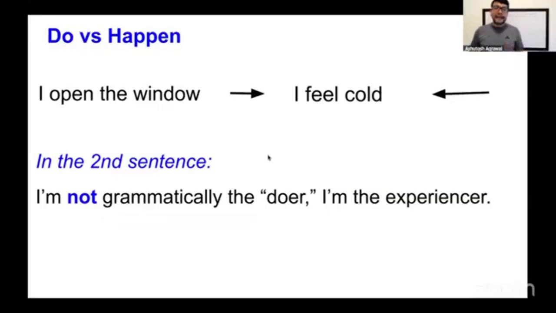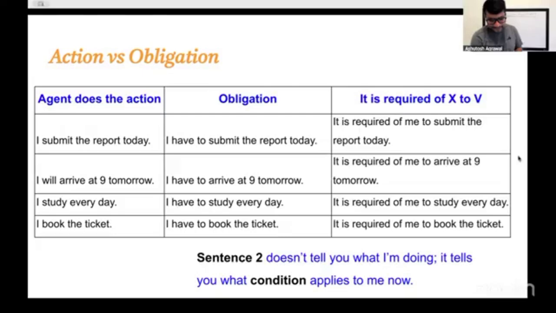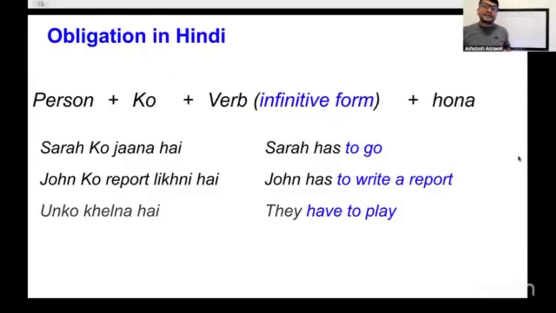Do versus happen. What do you think an obligation in Hindi is? Do you think it's an action that they are doing, or is something that is happening to them? So obligation is something that is happening to the user. All right, let's look at some examples. So how do you say obligation sentences in Hindi?